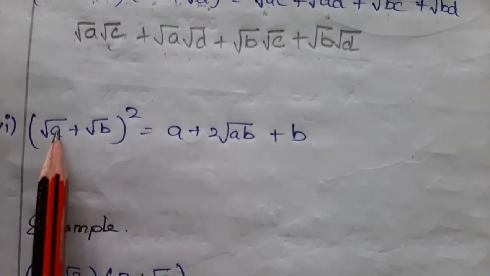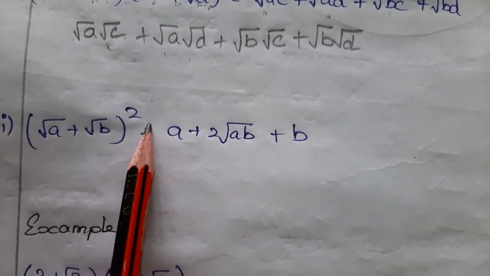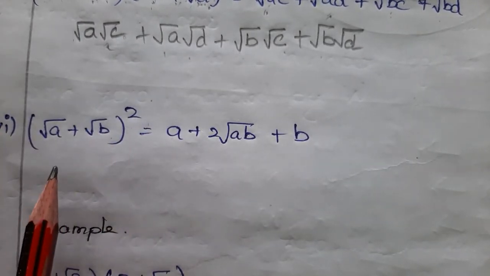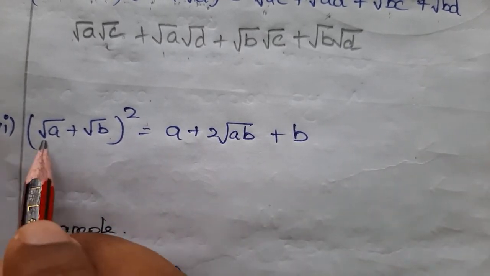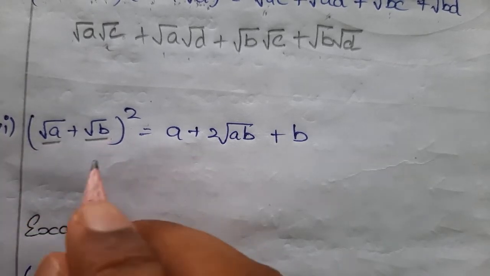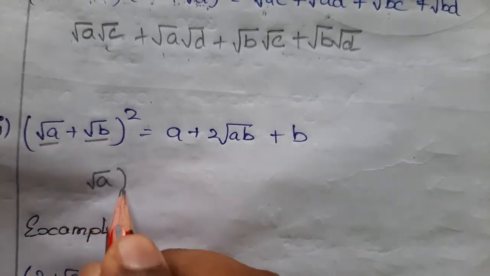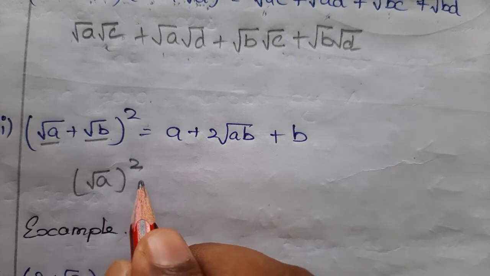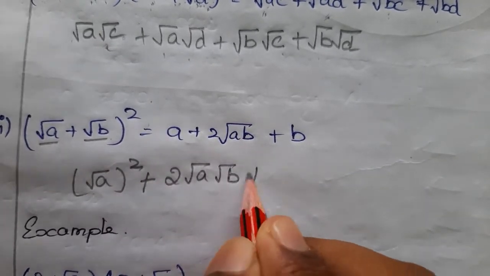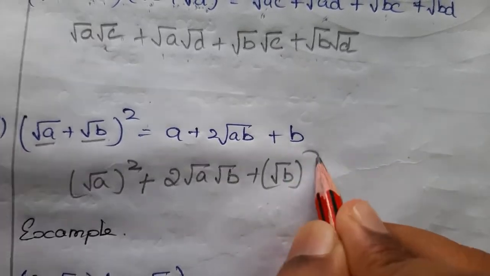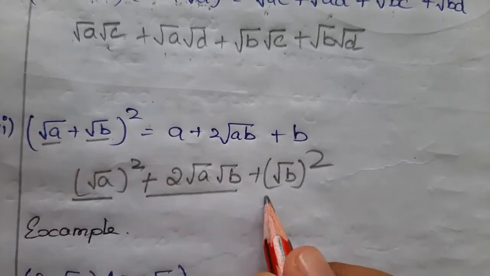Next, (√a + √b) the whole square. I think you guessed. It is similar to the identity (a + b) the whole square, which is a square plus 2ab plus b square. Here a is √a, b is √b. So a square means (√a) the whole square, plus 2 into √a into √b, plus (√b) the whole square.